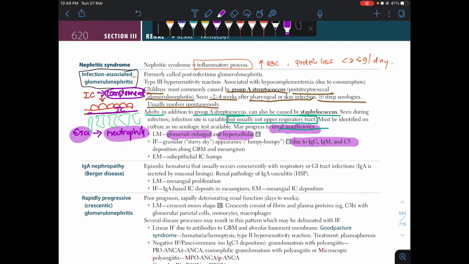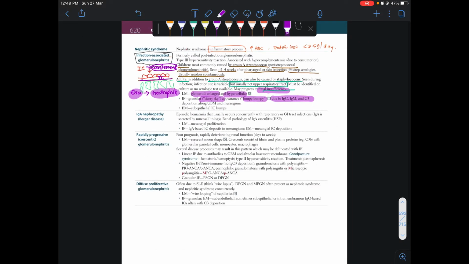We can find a granular appearance, like lumpy, bumpy. It is also called starry sky appearance. And in electron microscopy, we find the subepithelial immune complex humps. Let's see this in figures.